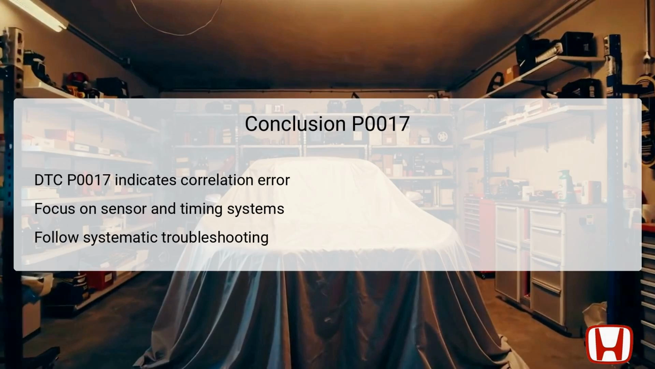The troubleshooting process must be systematic, addressing potential issues related to the VTC oil control solenoid, camshaft timing, and chain integrity. It's also essential to regularly monitor vehicle performance and implement preventive maintenance to avert similar issues in the future. By following these guidelines, technicians can ensure the integrity of the engine's timing systems and enhance the vehicle's overall reliability.